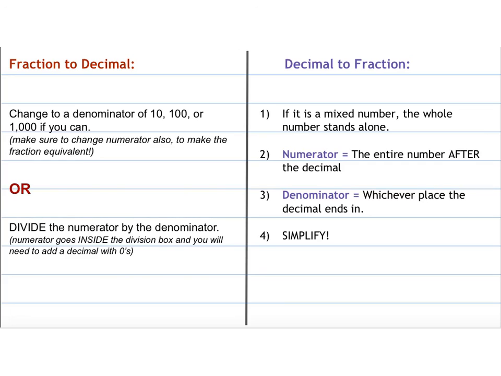Okay, so here's the steps. These you should make sure to have in your notes. From a fraction to a decimal. Okay, again, change the denominator to be 10, 100, or 1,000. And then change the numerator as well to make sure it's still equivalent. Otherwise, you have to do division. Numerator goes inside, and then add decimals and zeros. To move from a decimal to a fraction, if it's a mixed number, the whole number stands alone. The numerator is what's the decimal part, or the number after the decimal. And the denominator is whichever place value it ends in, and then simplify.